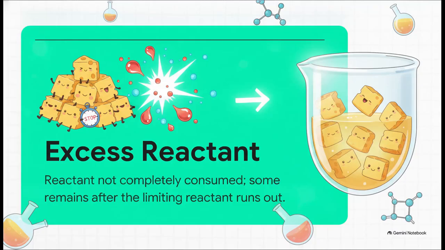So what's the formal definition here? Well, the excess reactant is the reactant that is not completely consumed in a chemical reaction. Basically, some of it remains after the limiting reactant runs out. Just like our cheese, once that limiting reactant is completely gone, the chemical reaction abruptly stops. It just can't continue. And that leaves the excess reactant entirely untouched, just floating around in your mixture.